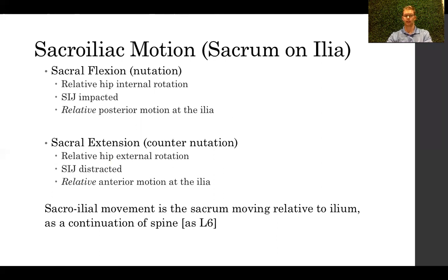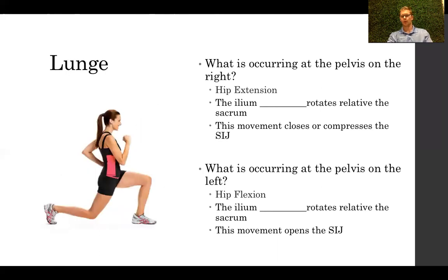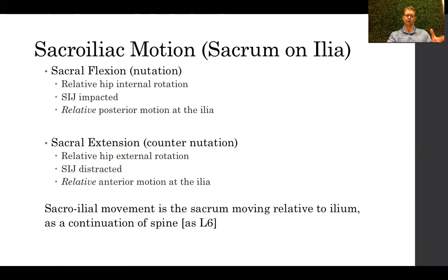Finally, with sacral extension or counter nutation, we're going to have relative hip external rotation. If you think about that in relation to the previous slide, that person who is seeking more of an open SI joint position, where they go into a posterior rotation to their sacroiliac complex, well, that's going to be associated with the hips wanting to fall out, and again, more of an open pattern. With sacral counter nutation, the SI joint is distracted, and then now we have relative anterior motion at the ilia.